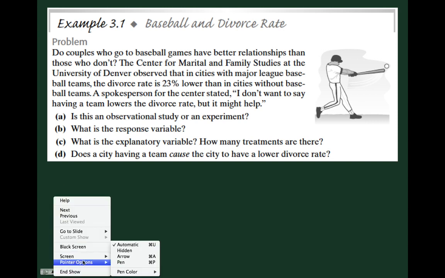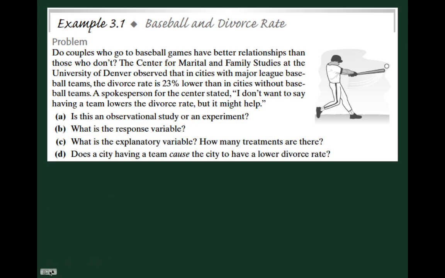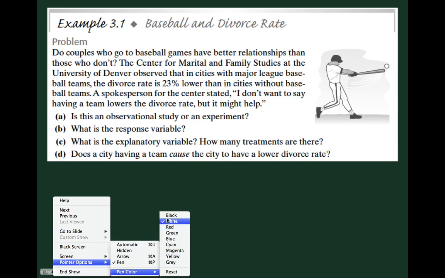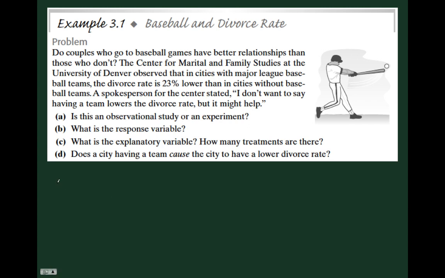Is this an observational study, or is this an experiment? Well, one of the ways we can determine whether we're dealing with an observational study or an experiment is by thinking about whether there's some kind of treatment that's being actively imposed by the researchers. In this case, the researchers are simply observing or noticing that cities with Major League Baseball teams have lower divorce rates. So this is what we would call an observational study.